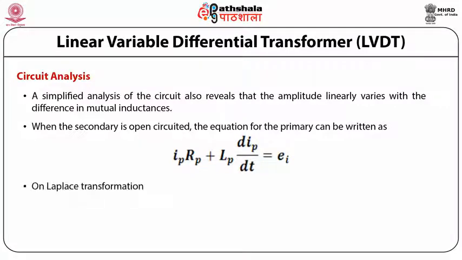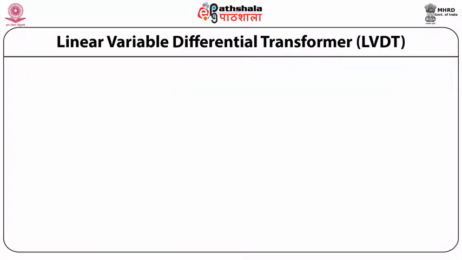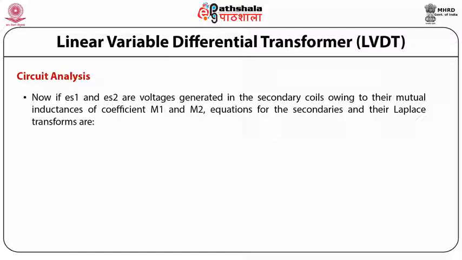So taking its Laplace transform, it yields (sL_p plus R_p) multiplied by I_p equal to capital E_i. Now here we can write I_p equal to E_i divided by (sL_p plus R_p), equal to E_i by R_p divided by (tau_p s plus 1), where tau_p is L_p by R_p. Now let e_s1 and e_s2 be the voltages generated in the secondary coils owing to their mutual inductances of coefficients M1 and M2.